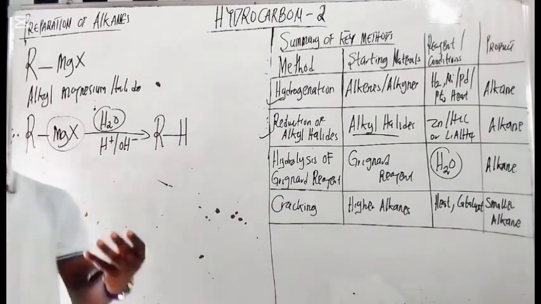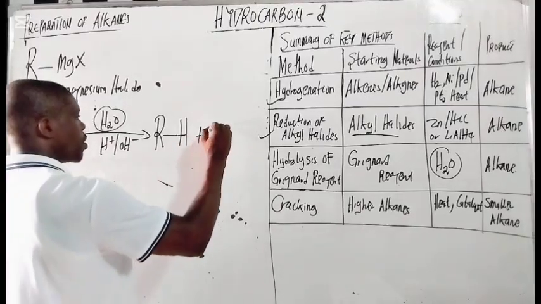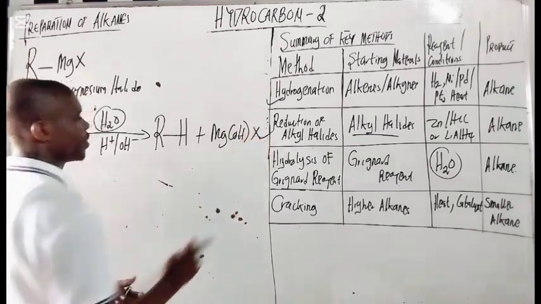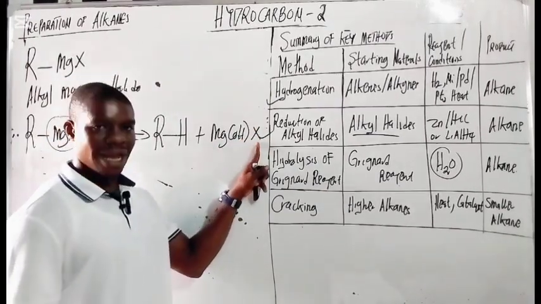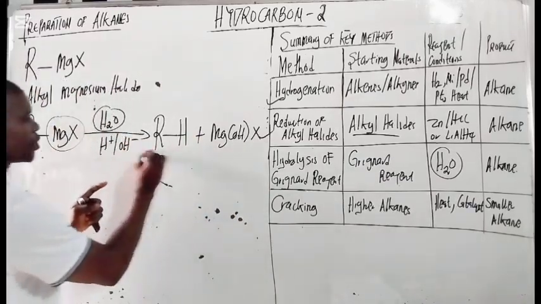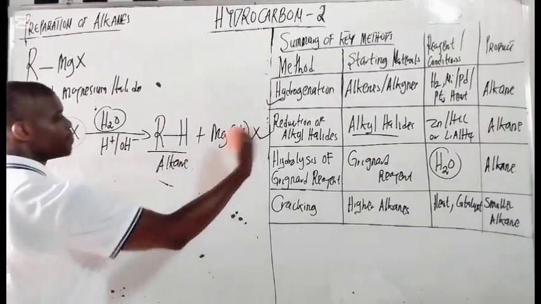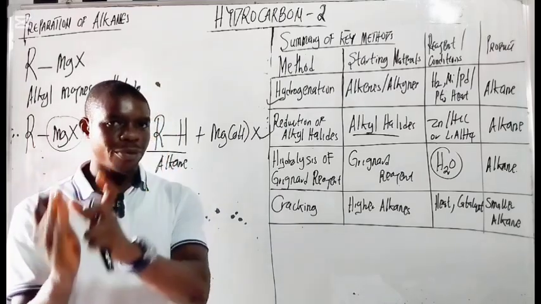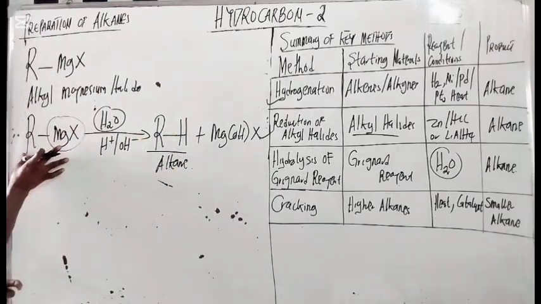Remember, we only have main product and byproducts. The next one we get is magnesium, OH and the halide itself. This is called magnesium hydroxy halide. But the main product here is the alkane, and this is the byproduct. The byproduct is not really our problem. Our main point of focus is the alkane itself.